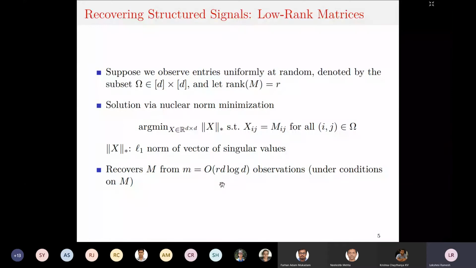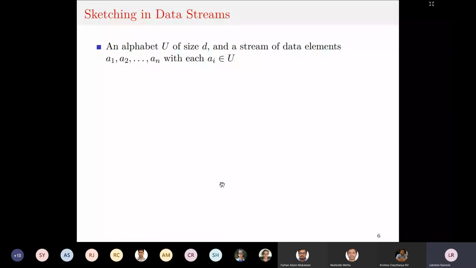One final example that I would like to mention comes from this literature on data streaming. This is from the computer science literature, but this also studies problems related to structured signal recovery. This is similar to the first example that I gave on sparse vectors. So what is the setting here? The setting is that there is an alphabet U of size D, and what you observe is a stream of data elements that are drawn from this alphabet. So there is an incoming stream, but let's say you look at it in blocks. So you look at the first n elements that you saw in the stream, and each element comes from this alphabet.